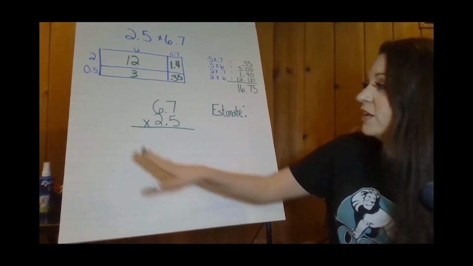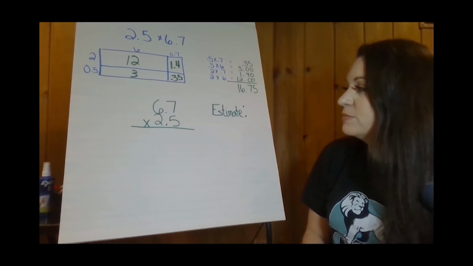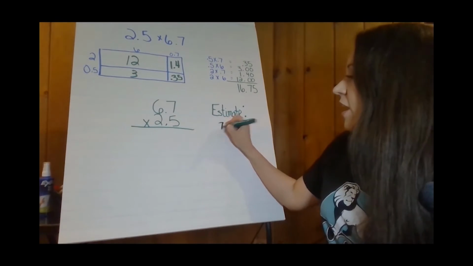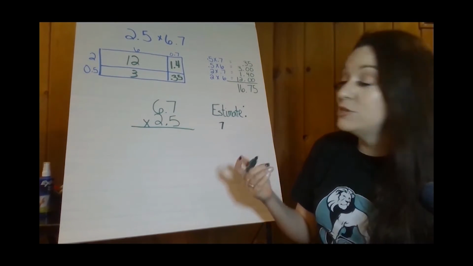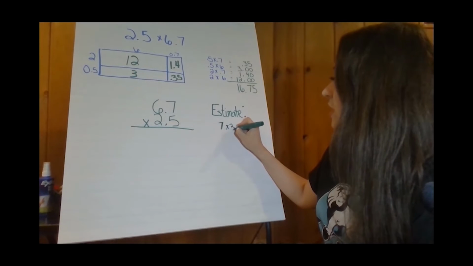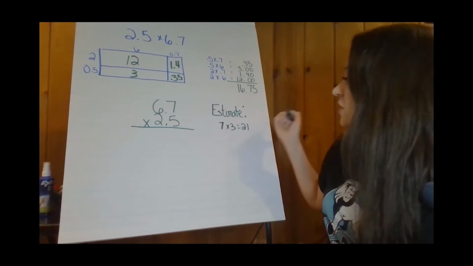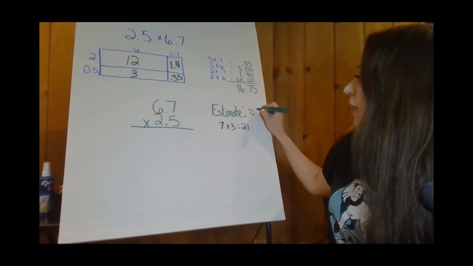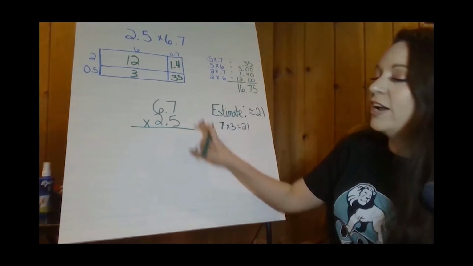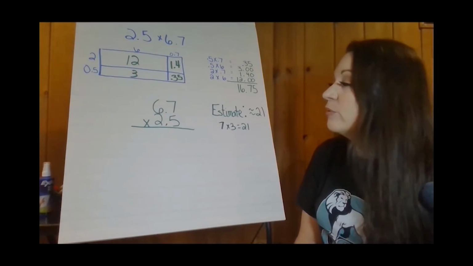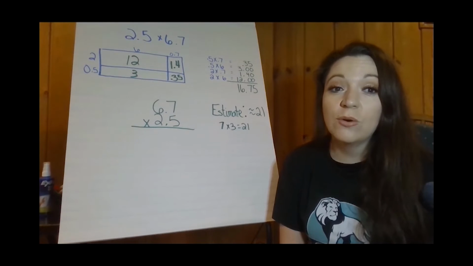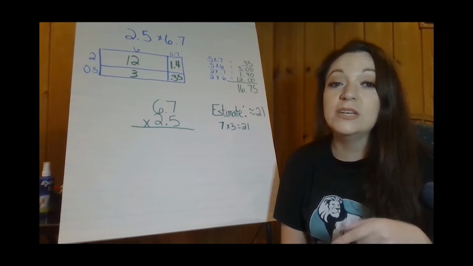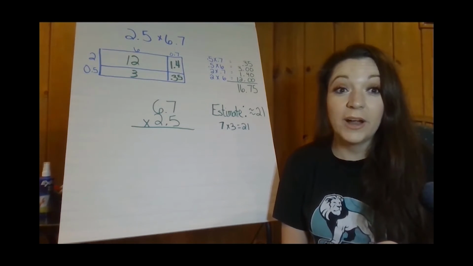Okay, so I'm thinking 6 and 7/10, that rounds up to 7, and 2 and 5/10 rounds up to 3. So 7 times 3 is 21. So our estimate is going to be about 21. Our answer should be about 21. Now we rounded both of them up, so our actual product is going to be smaller than 21, right?